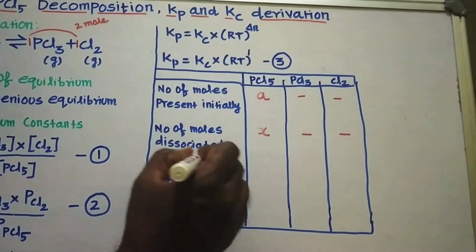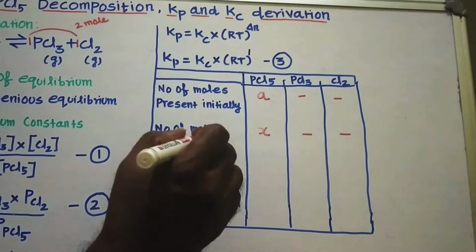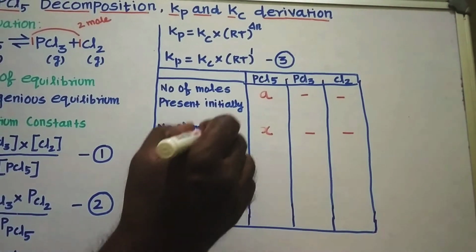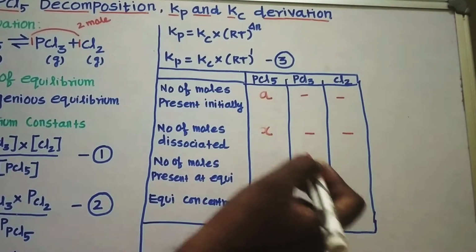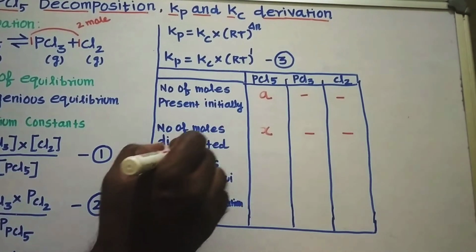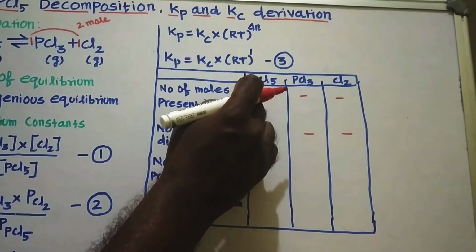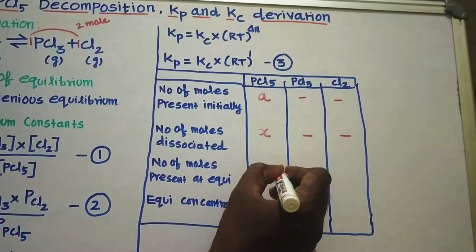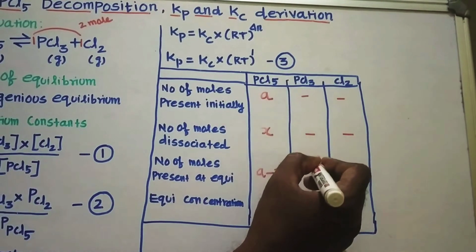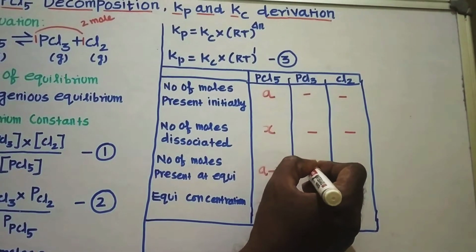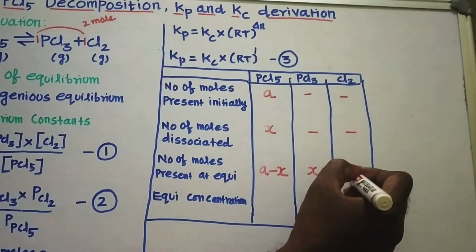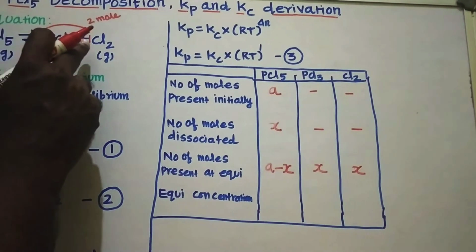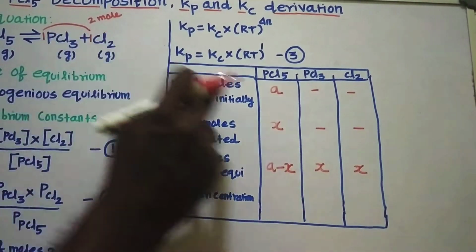Then the number of moles at equilibrium. Equilibrium means both reactants and products are present in the reaction mixture. Reactants are converted into products and products are converted into reactants. Therefore, the number of moles present at equilibrium is the initial number of moles minus the number of moles dissociated, that is a minus x. Then the number of moles of PCl3 formed is only 1 mole, therefore that is equal to x. Cl2 also forms only 1 mole, that is equal to x. Because here 1 mole of PCl3 and 1 mole of Cl2 are formed, we write x and x.